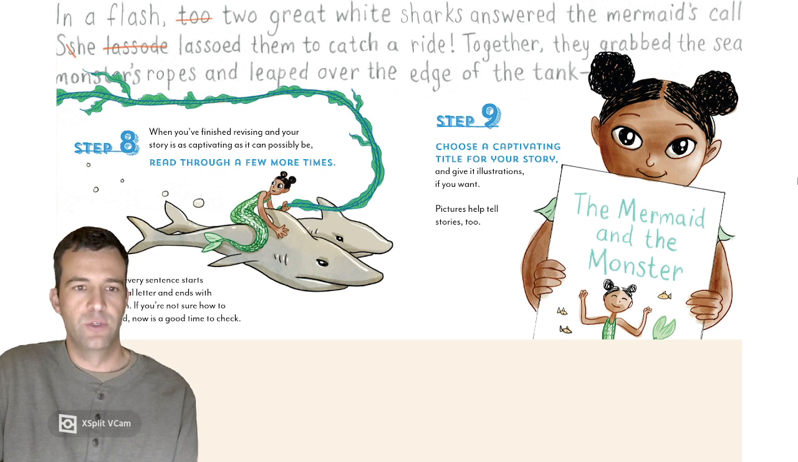Step 8. When you're finished revising and your story is as captivating as it can be, read through a few more times. Make sure every sentence starts with a capital letter and ends with punctuation. If you're not sure how to spell a word, now is a good time to check.